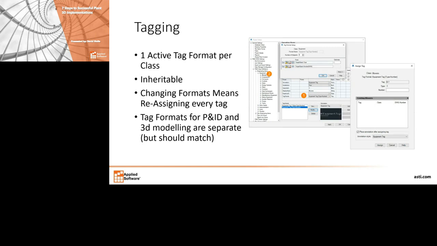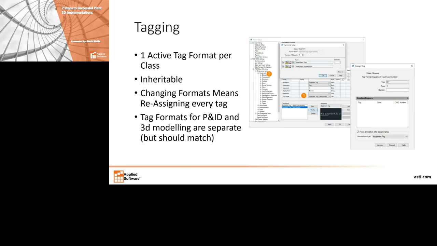So there are some things you can do and some workarounds, but in general, the rule of thumb is one active tag format per class. These are inheritable. So in this example that's showing on the PowerPoint, the equipment tag format is defined on the equipment class, but it's available for the blower class.